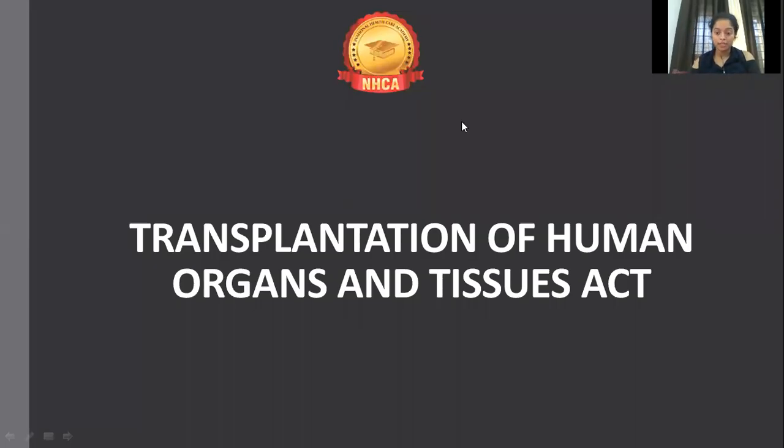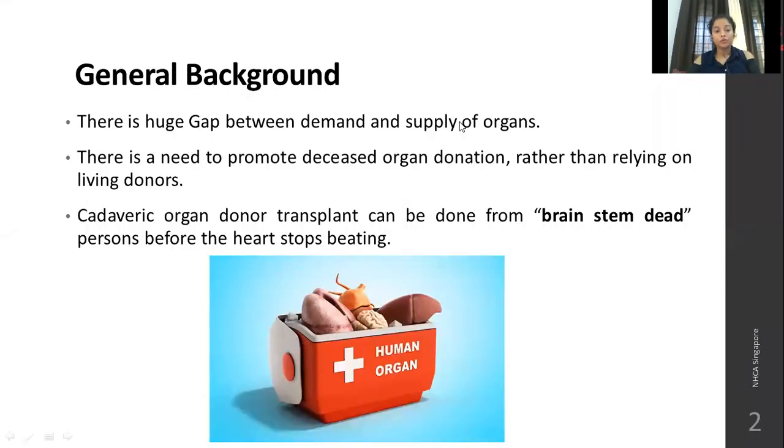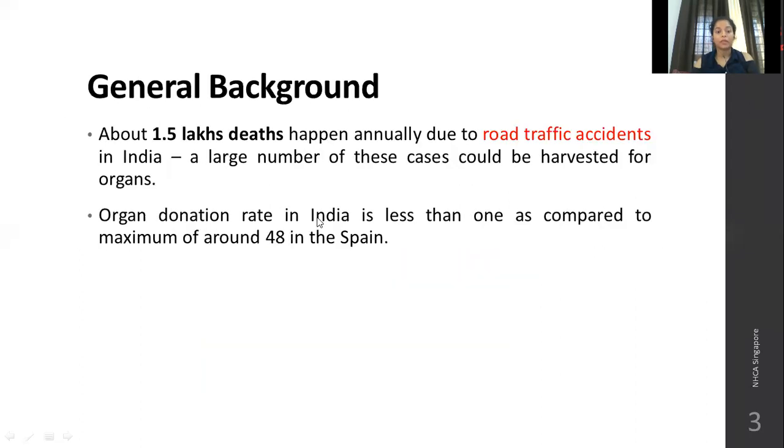Transplantation of Human Organs and Tissues Act. There is a huge gap between the demand and supply of organs as of now. There is a need to promote more deceased organ donations rather than relying only on living donors. A cadaveric organ donation means organ donation from a deceased patient. Cadaveric organ donor transplant can be done from a brainstem dead person before the heart stops beating.